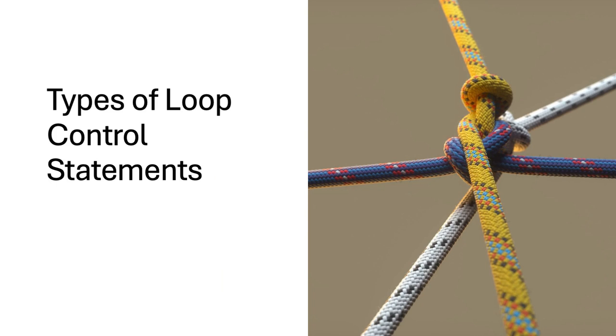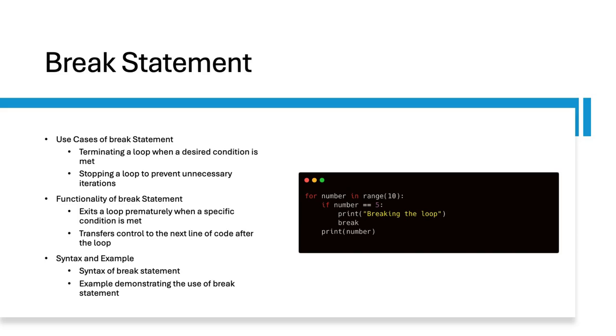Now let's cover the types of loop control statements. The break statement is used to exit a loop when a specific condition is met, preventing unnecessary iterations. It transfers control to the next line of code after the loop. Examples and syntax illustrate its usage.